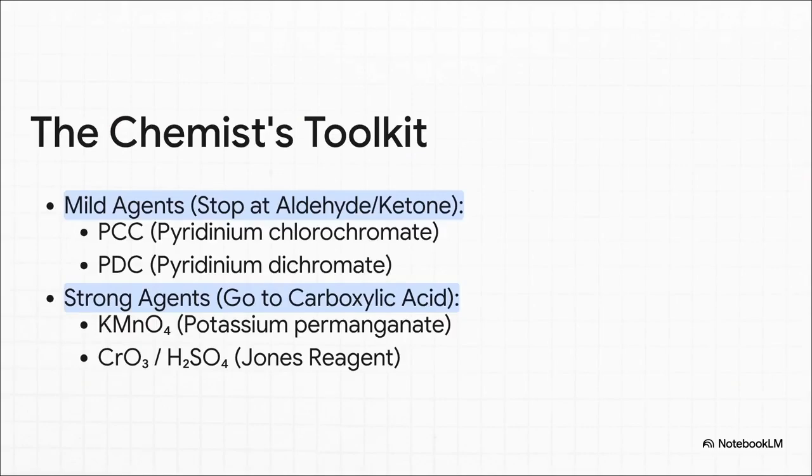So the crucial point is that your choice of oxidizing agent is everything. If you want to take a primary alcohol and just climb one rung on that ladder to stop at the aldehyde stage, you use a mild agent, something like PCC. But if you want to go all the way to the top, to get that carboxylic acid, you got to bring out the heavy hitters like potassium permanganate or the Jones reagent. Control, once again, is the name of the game.